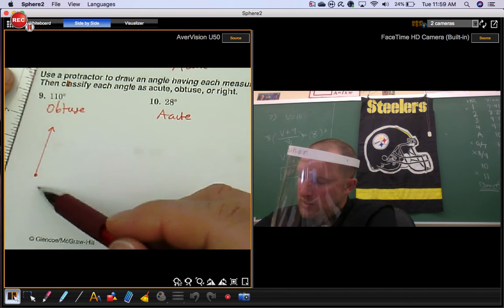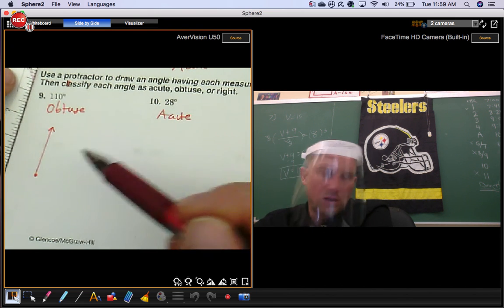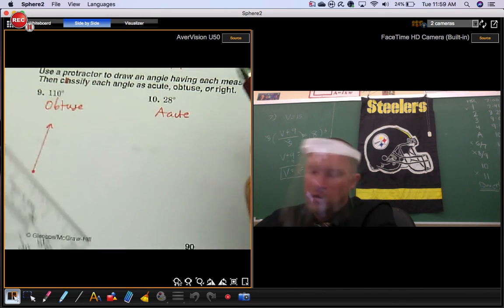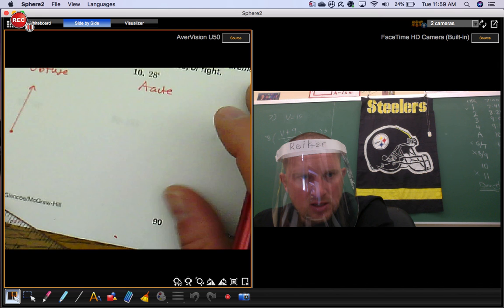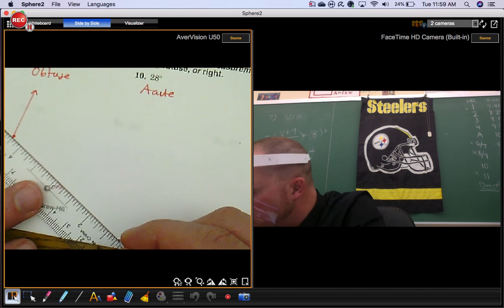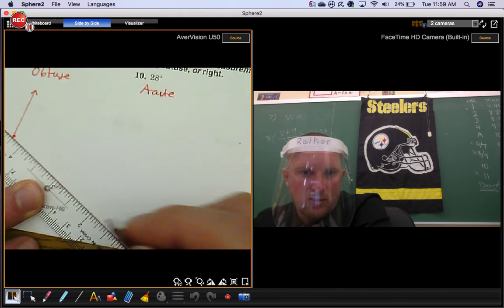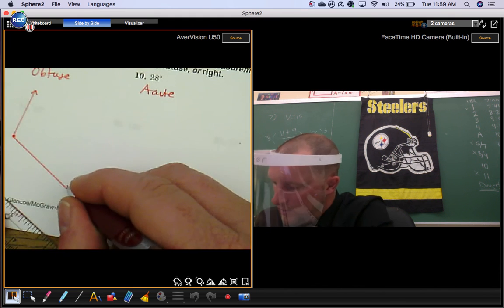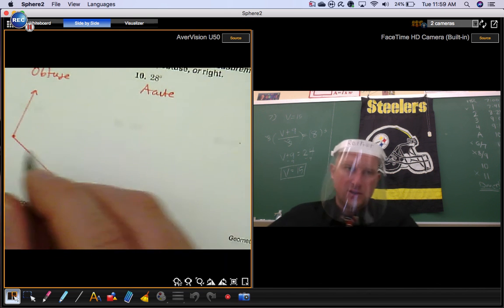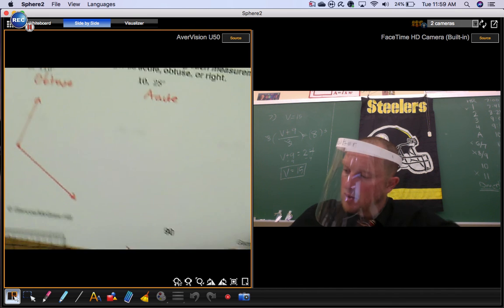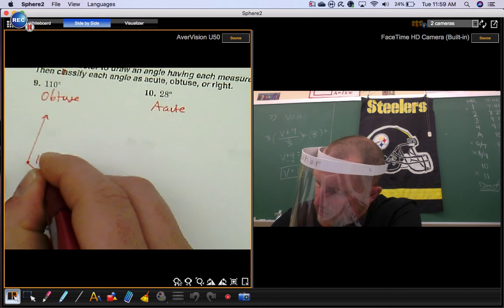Notice how I didn't run this ray all the way up to that mark. The arrowhead says it goes up there, so you don't need to draw it that long if you don't want to. Same thing with this 0 over here. I need to connect this with this, but I don't actually need to draw the ray that long. I can just make the ray that length and point the arrowhead because it's obviously going to go through that point because it goes on forever. That's a 110 degree angle.